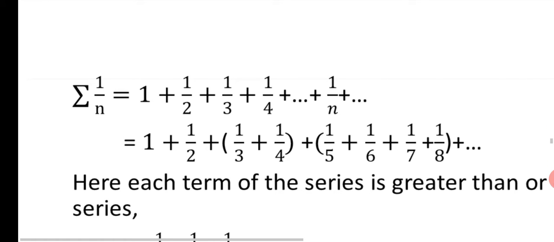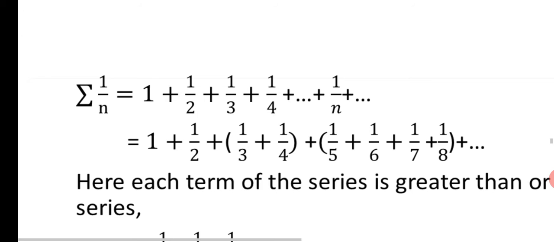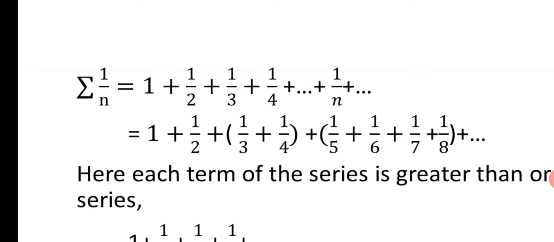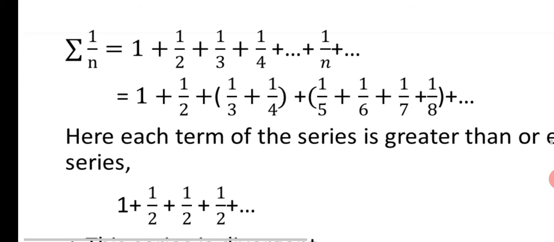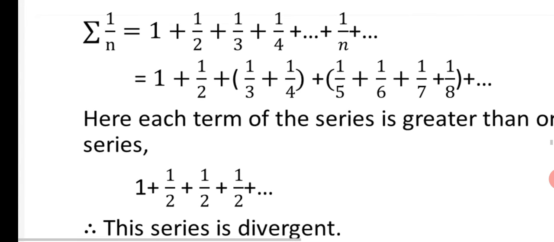Then the series summation 1 by n is equal to 1 plus 1 by 2 plus 1 by 3 plus 1 by 4 plus etc. plus 1 by n plus etc., which is equal to 1 plus 1 by 2 plus 1 by 3 plus 1 by 4 plus 1 by 5 plus 1 by 6 plus 1 by 7 plus etc. We group as shown in the figure.